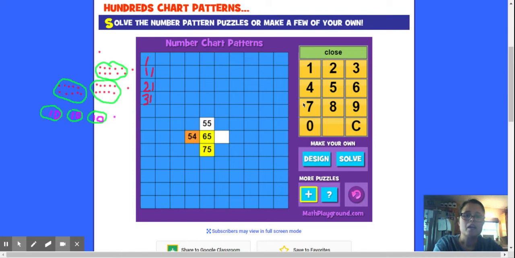So you know what? I'm going to hit this C. C stands for clear. That means I'm going to start again. Oh, it's empty again. So, I'm going to close my eyes. I'm going to visualize that chart in my teacher's classroom.